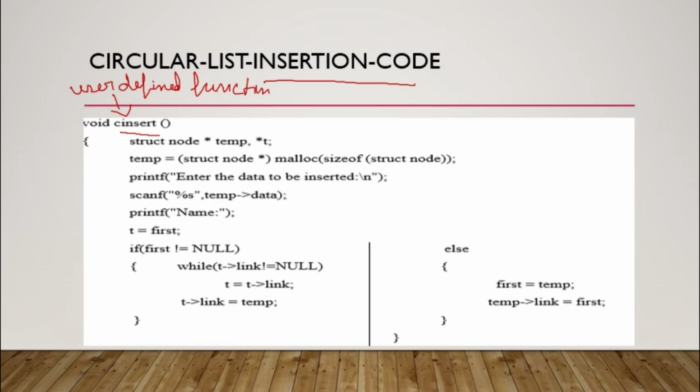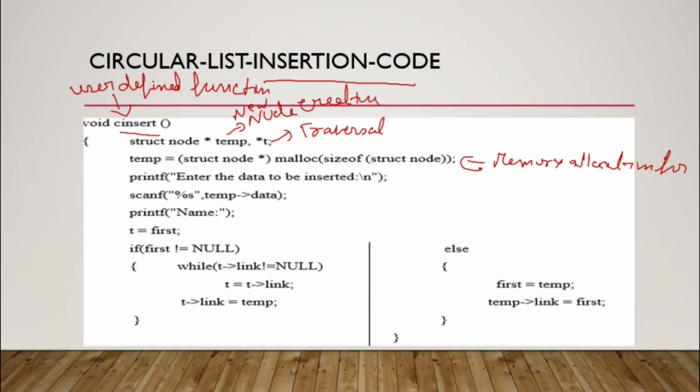So I need t, that is for traversal as usual. And temp is a node for creation, new node creation. This is for memory allocation for a node. Next I display a message, then I write display data, to fill data to a new node. So here it's a temp node, the new node.